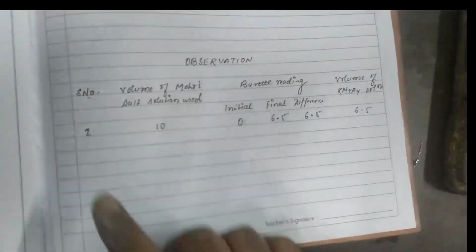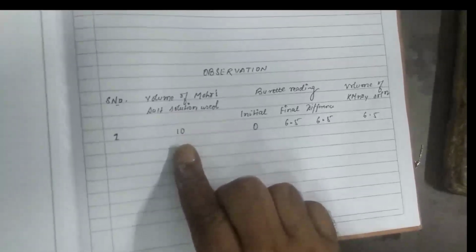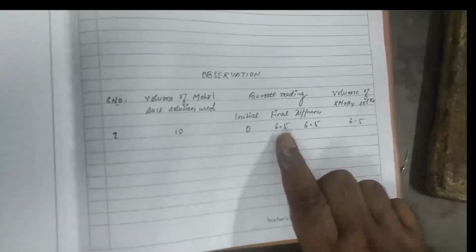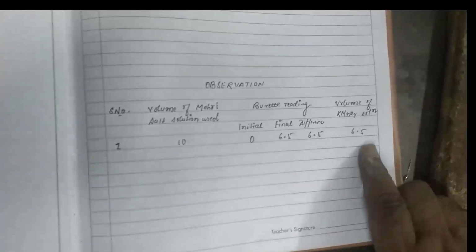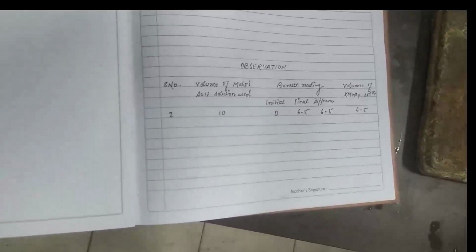Now we will make one table. I have written serial number, volume of Mohr's salt solution used, burette reading. In the burette reading I have written initial, final, difference and volume of KMnO4 solution used. Okay, so one reading is over. Now coming to the other reading.